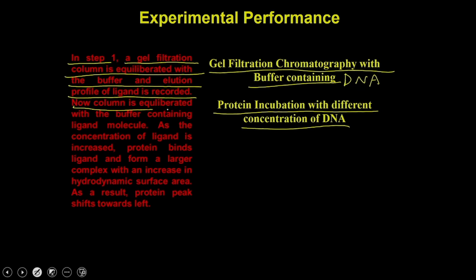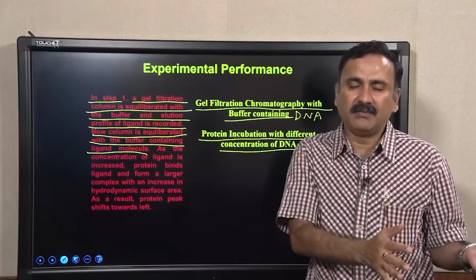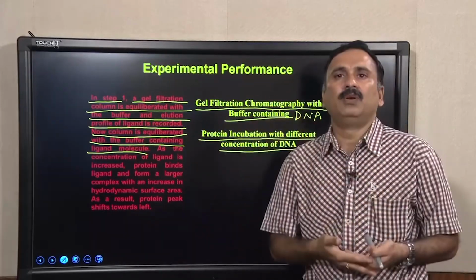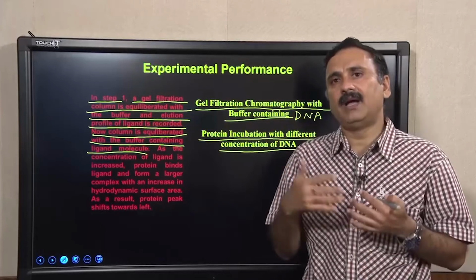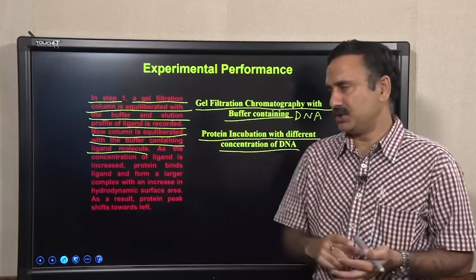Now, the column is equilibrated with the buffer containing the ligand molecule. If the ligand molecule is big, for example the DNA, then you do not need to equilibrate the column with the ligand. You can directly equilibrate the column with the buffer, run the DNA separately, run the protein separately, and then put them together and see where they are actually eluting in these conditions.